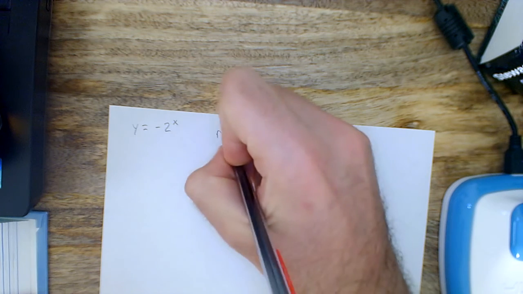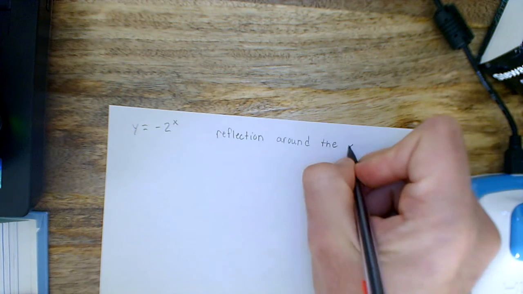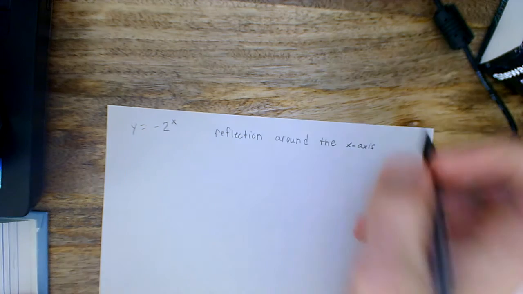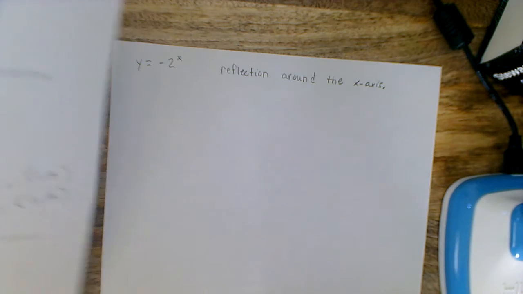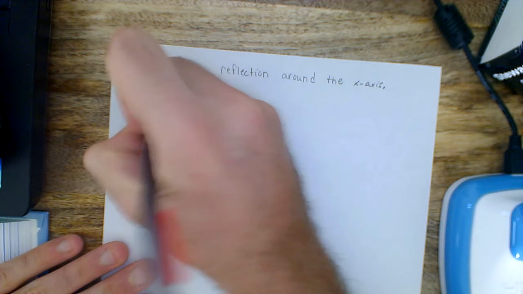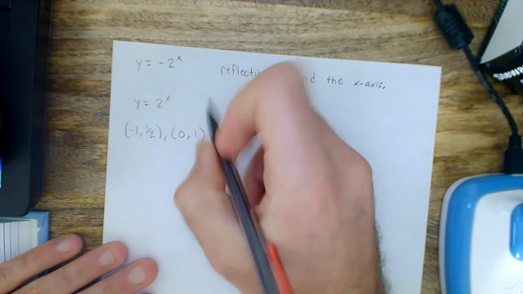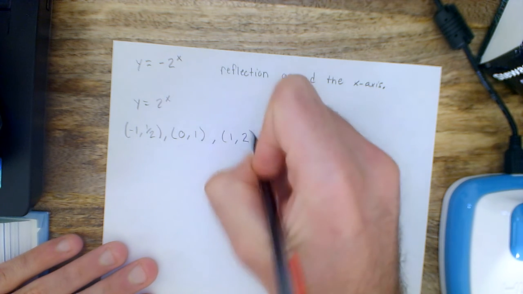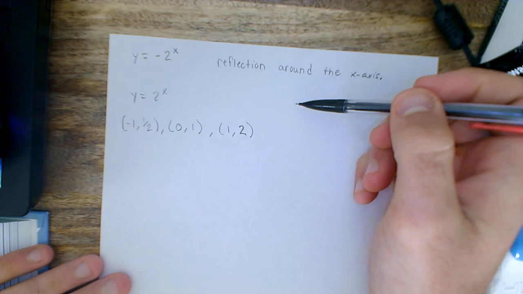We've got the graph of y equals negative 2 to the x. So this one is a reflection around the x-axis. Okay, so we're going to take all of our points from y equals positive 2 to the x: negative 1, 1/2, 0, comma 1, and 1, comma 2. So now I need to reflect it about the x-axis. That means all the y values that were positive should be negative.